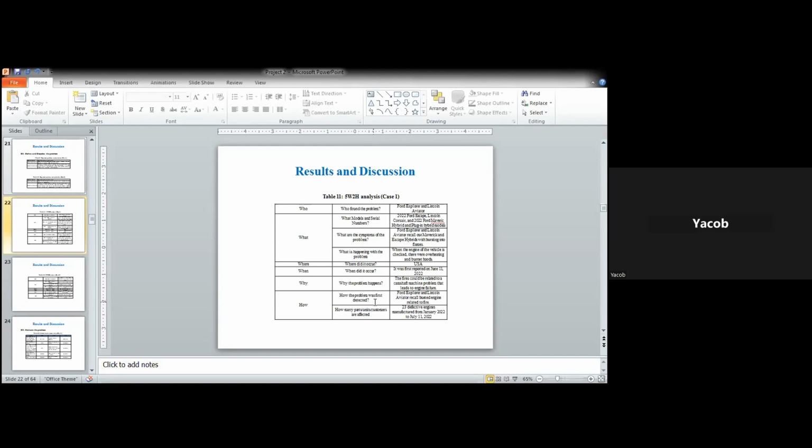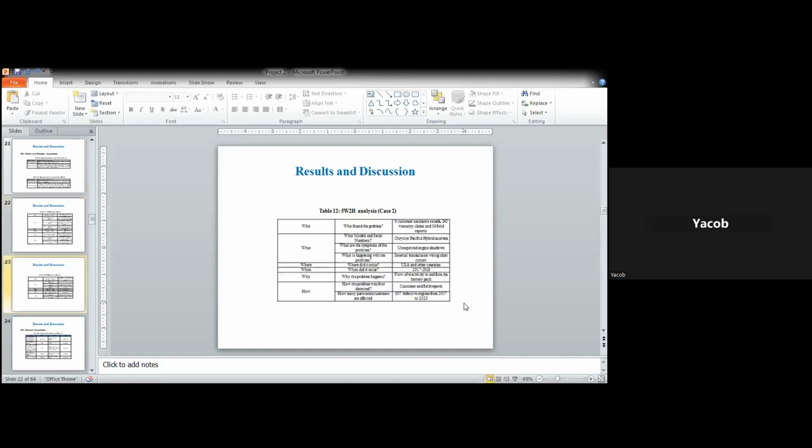How was the problem first detected? As I said, Ford Explorer reported that problem. How many parts are affected? So far, 23 defective engines were manufactured from January 2022 to July 2022. So this is the specification for case 1.